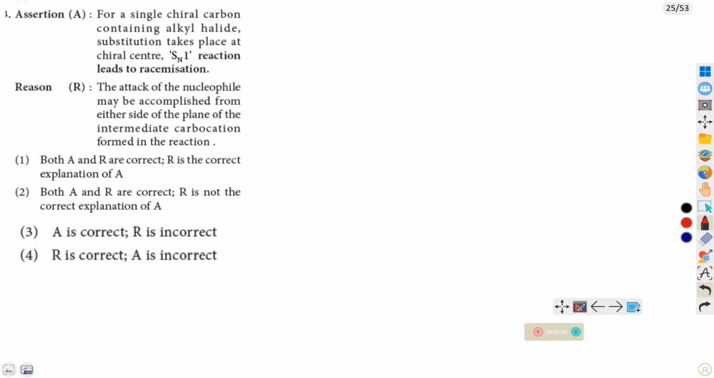Assertion: for a single chiral carbon containing alkyl halide, substitution takes place at chiral center. SN1 reaction leads to racemization. Correct. How? Single chiral carbon. Chiral carbon means around carbon atom, 4 different atoms or groups are present. For example, you can take CH3, C2H5, C3H7, 3 different atoms or groups are present.